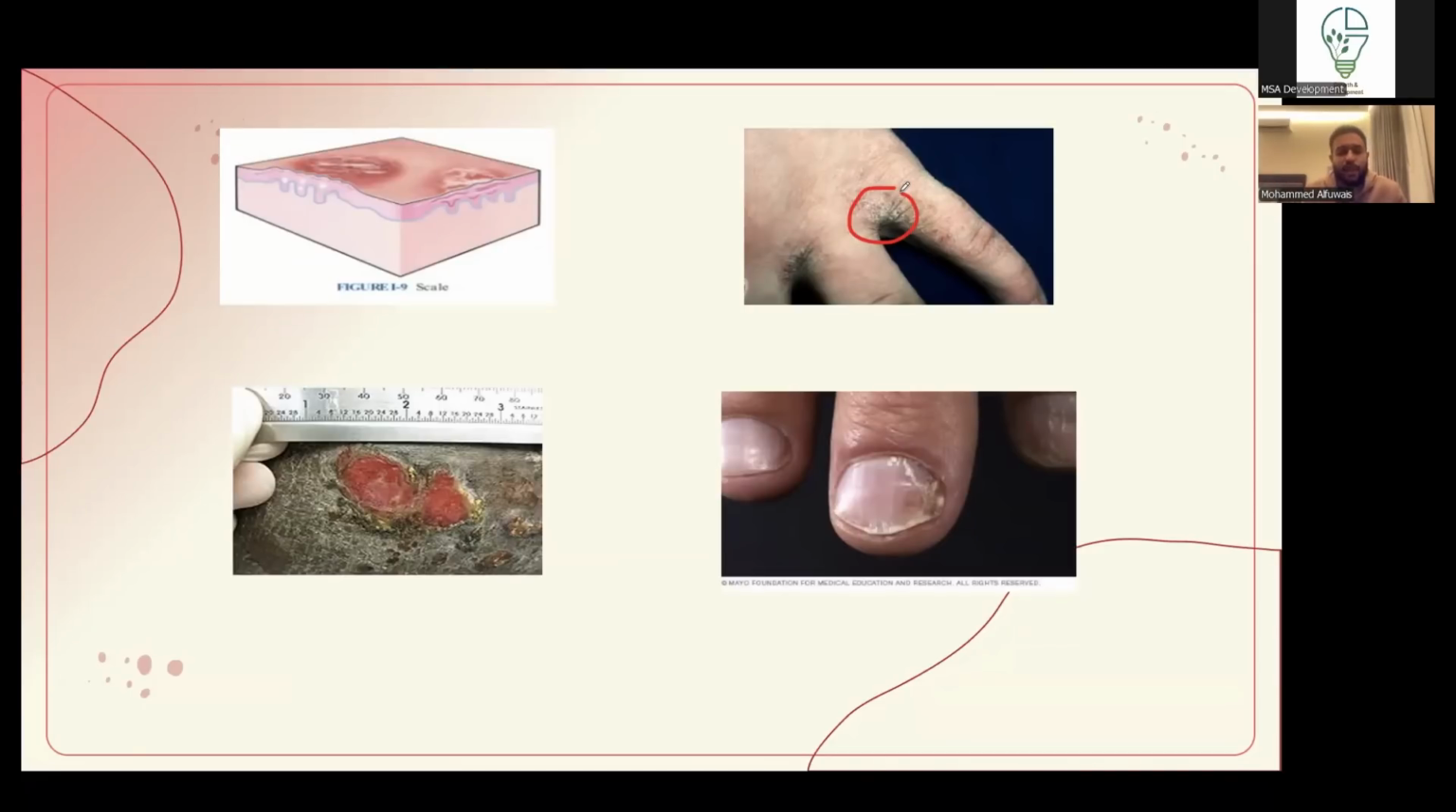Now, let's just say the same patient who has a scale kept itching and it bleeds. What do we call this break of skin over here?